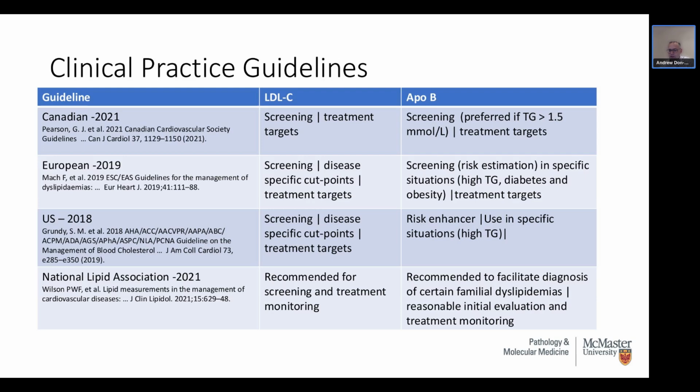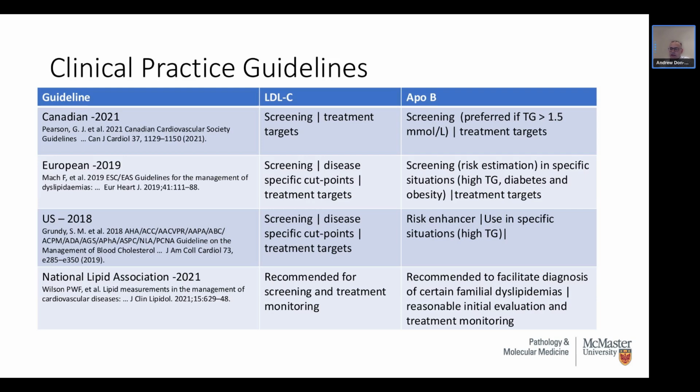Apolipoprotein B has a pretty good status in the Canadian guideline, where it is recommended for screening, and it's the preferred method for screening if your triglyceride is greater than 1.5 millimoles per liter. And Professor Toomey did mention that in his presentation. They also provide treatment targets for apolipoprotein B in the Canadian guideline.